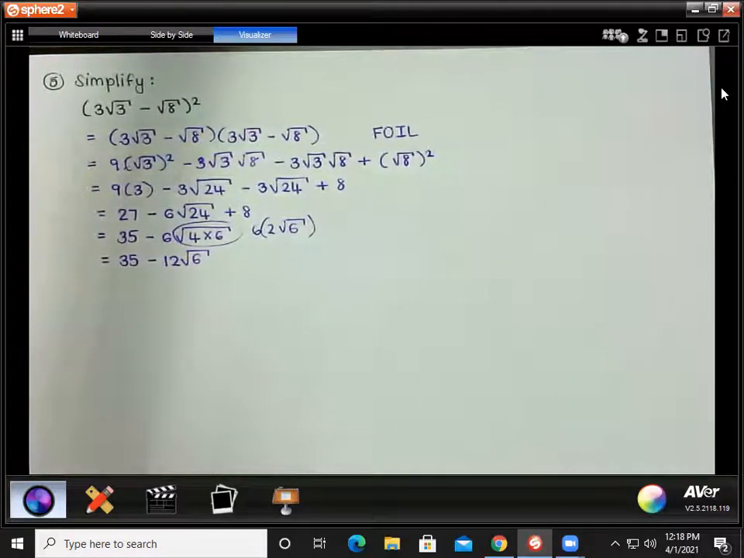All right, guys, so that's a lot of steps. Yes. Sorry. It was square root of 4. And the 6 doesn't have a square.